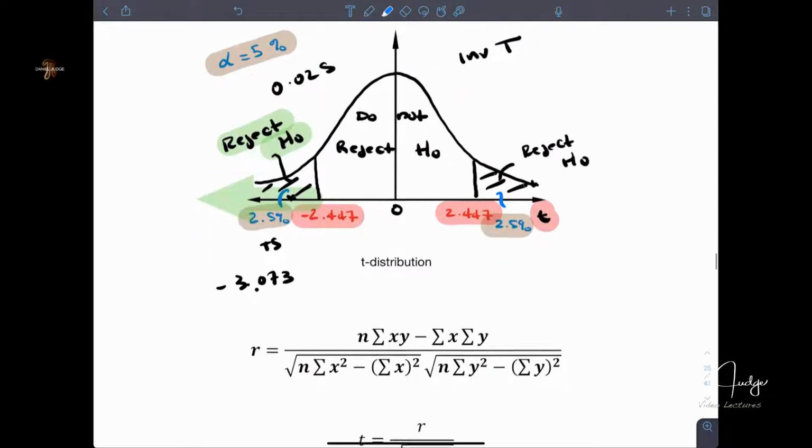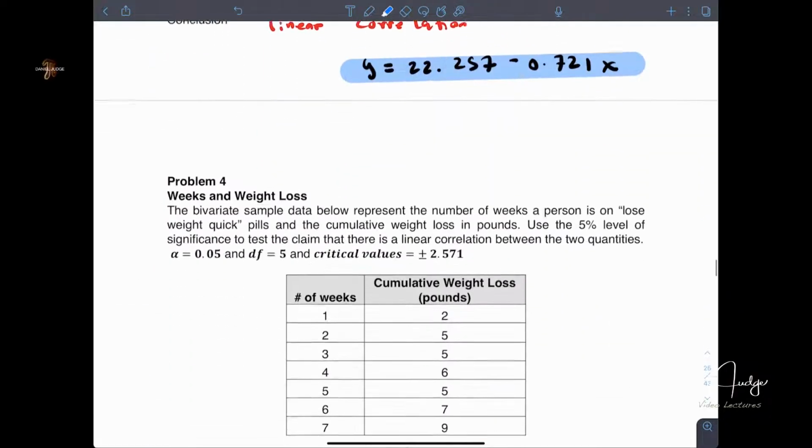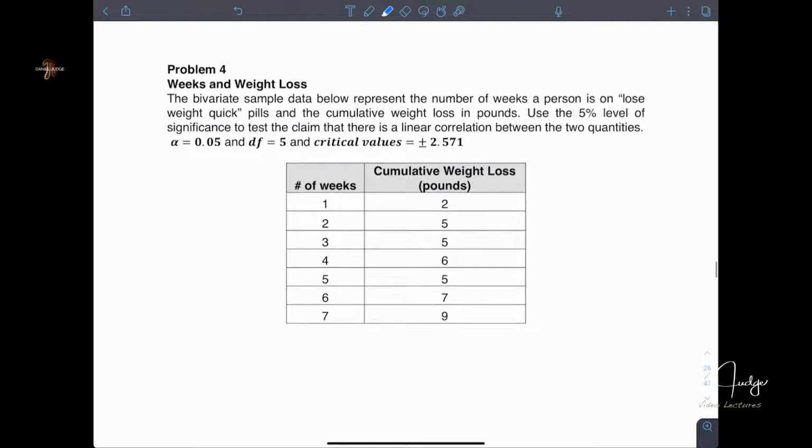We're going to try to do question number 4 now. So you guys can verify that these are the answers you have in your homework. For problem number 4, it says weeks and weight loss. The bivariate sample data below represents the number of weeks a person is on a lose weight quick pills diet. And then you have the cumulative weight loss in pounds.